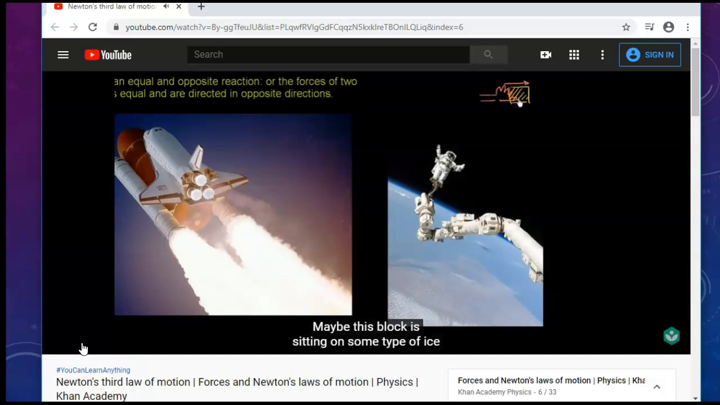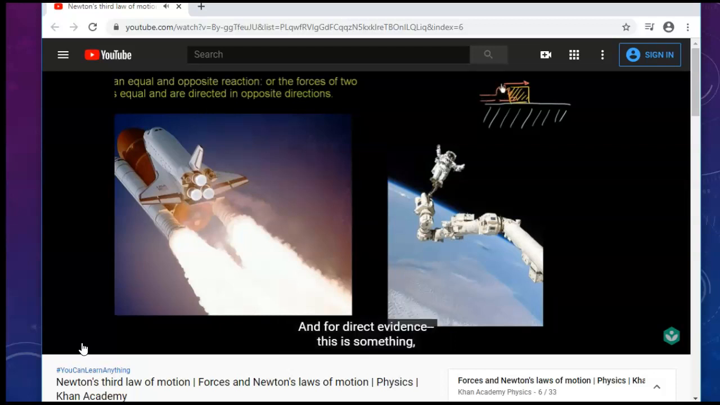Maybe this block is sitting on some type of ice so that it can move. Let me do it in a more ice-like color. So the block is sitting on maybe some ice like that. So Newton's third law is saying, look, I can press on this block, and sure, I'll exert a net force on this block, and that net force will accelerate the block, assuming that I can overcome friction. And if it's on ice, I can do that. But that block is going to exert an equal and opposite force on me.